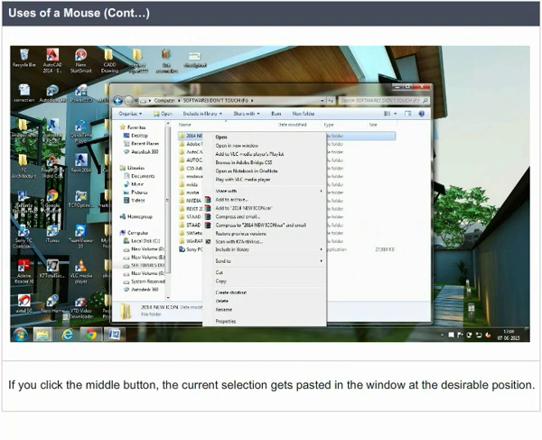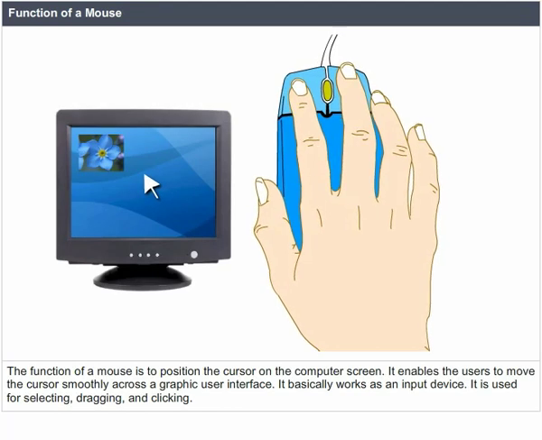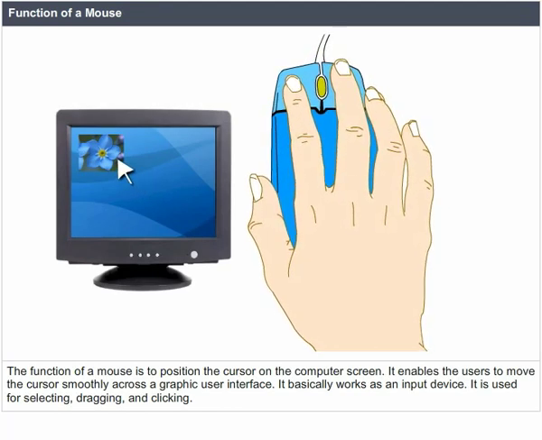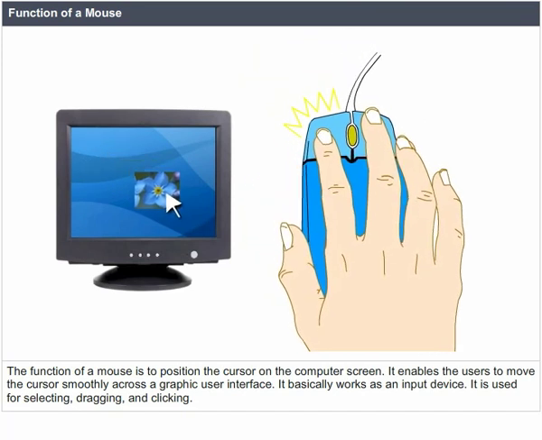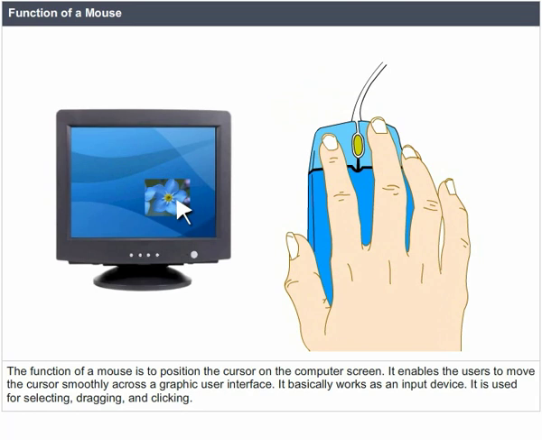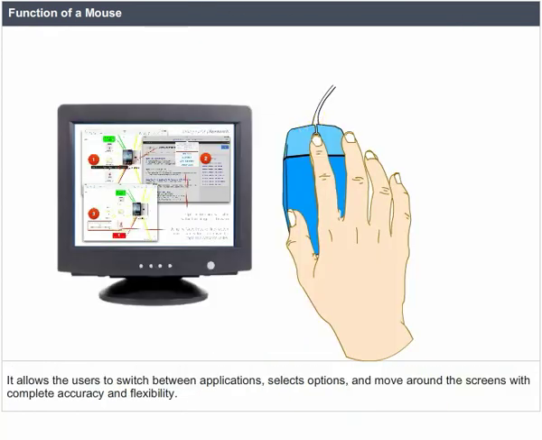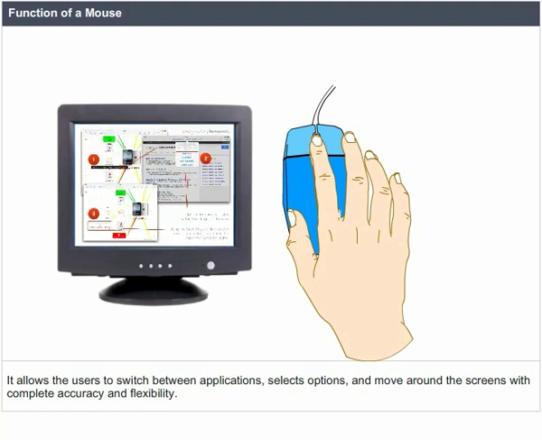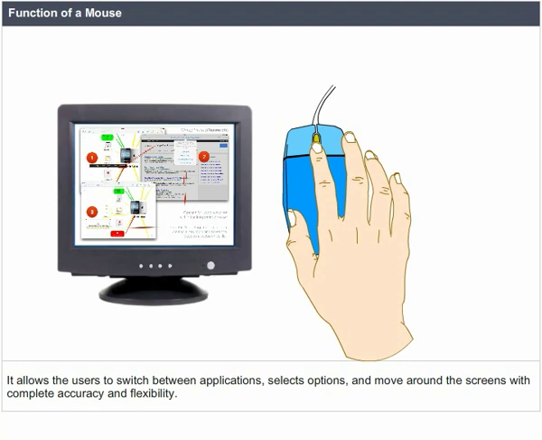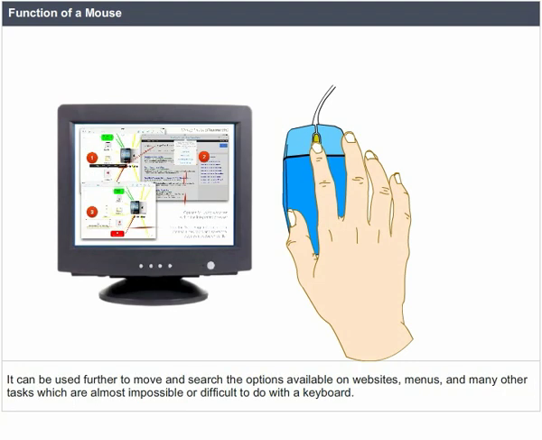Function of a mouse. The function of a mouse is to position the cursor on the computer screen. It enables the users to move the cursor smoothly across a graphic user interface. It basically works as an input device. It is used for selecting, dragging, and clicking. It allows the users to switch between applications, select options, and move around the screens with complete accuracy and flexibility. It can be used further to move and search the options available on websites, menus, and many other tasks which are almost impossible or difficult to do with the keyboard.